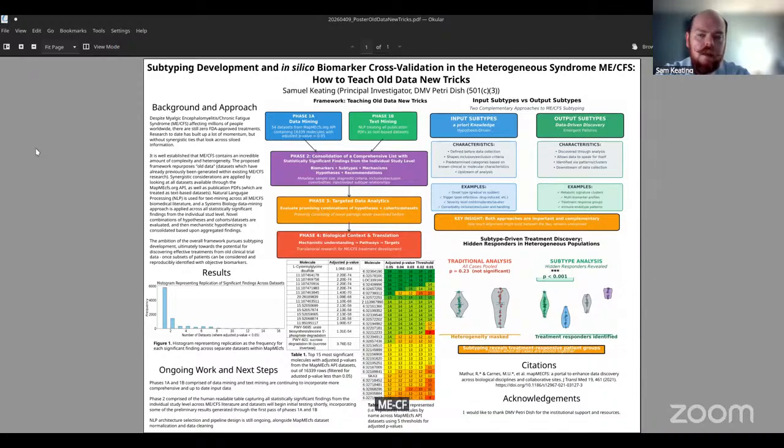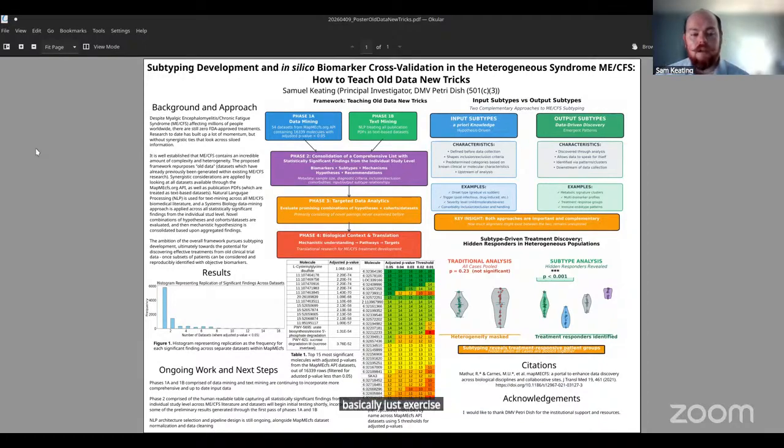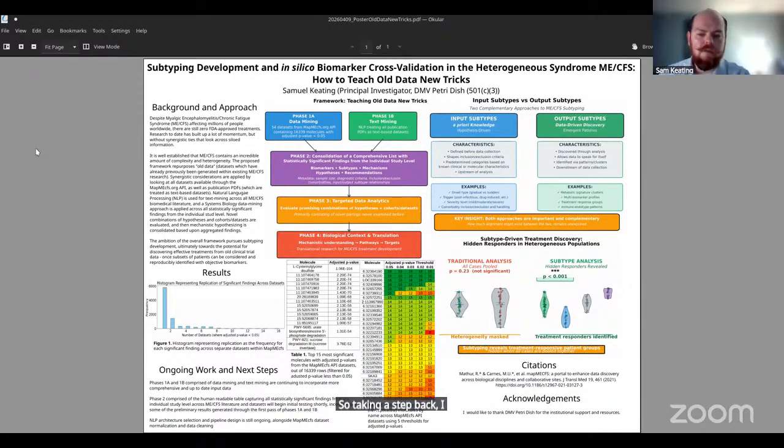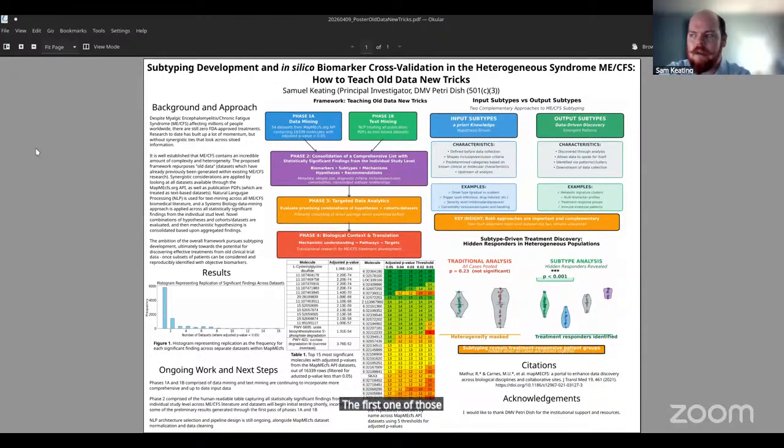ME/CFS is very difficult to distill down to simplistic terms, but we have a lot of data on it. And we have a lot of individual researchers and centers and efforts that have gone into trying to just exercise the translational axis, trying to get closer from basic science research into translational and applied research, bridging science and engineering. So taking a step back, I glazed over some different field names: chemical engineering, bioinformatics, systems biology, synthetic biology, biomedical sciences. The first one of those I started out in is chemical engineering.